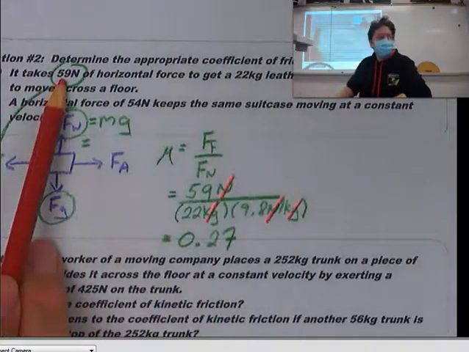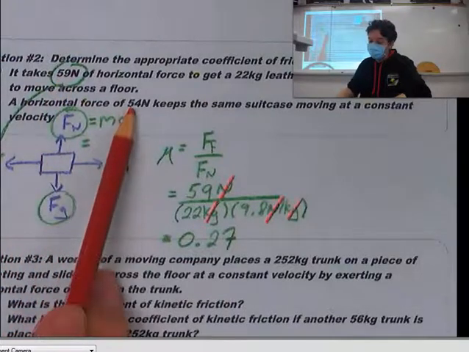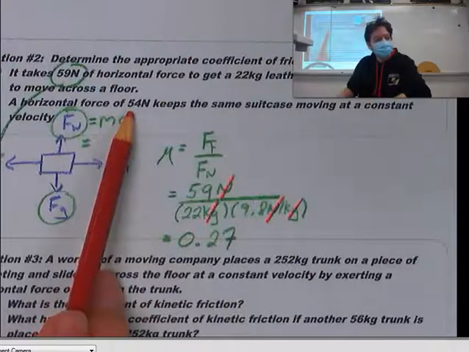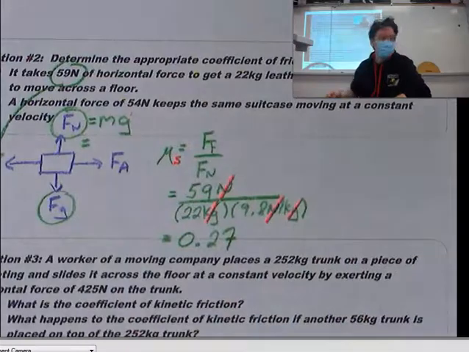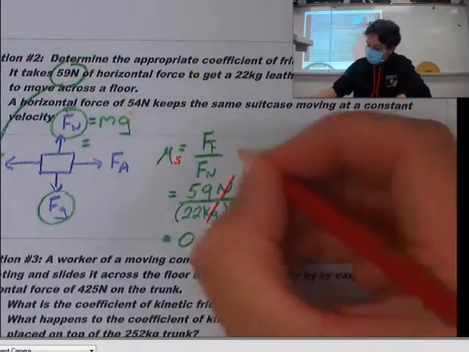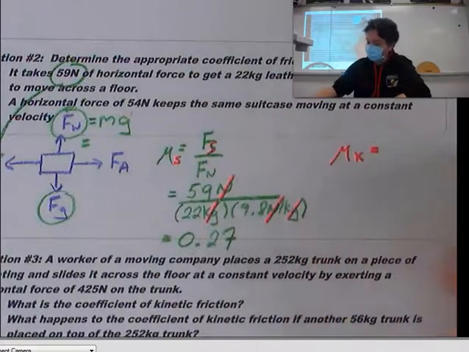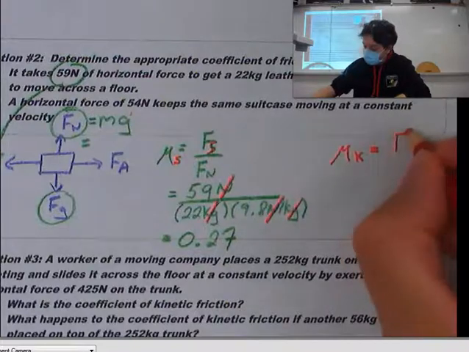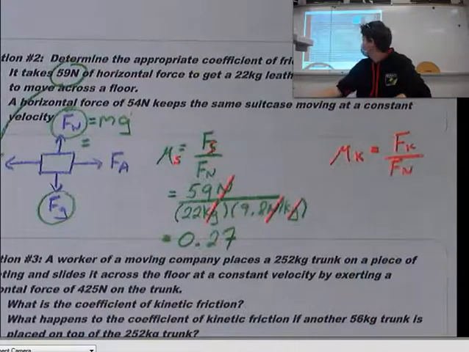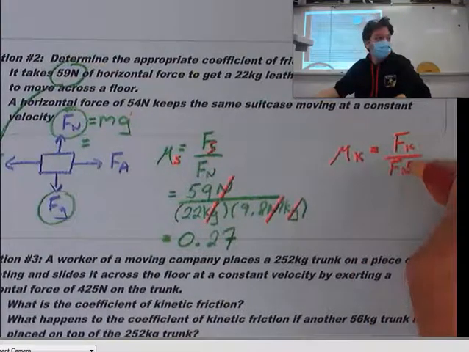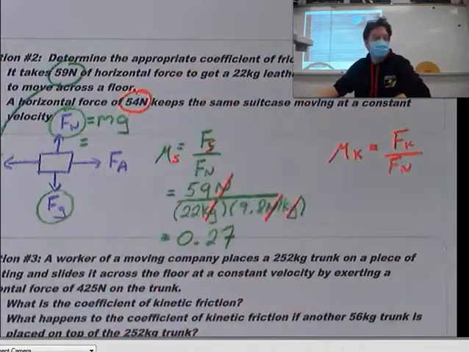Now, if it took 59 newtons to get that suitcase to start to move, here it says it takes 54 to keep it moving. So again, slightly less. Whereas in part A, we solved for the coefficient of static friction, in part B, we're going to solve for the coefficient of kinetic friction, which will be Fk over Fn. That's the exact same thing. Fn hasn't changed. But what has changed is Fk. It's no longer 59 newtons, it's 54 newtons.